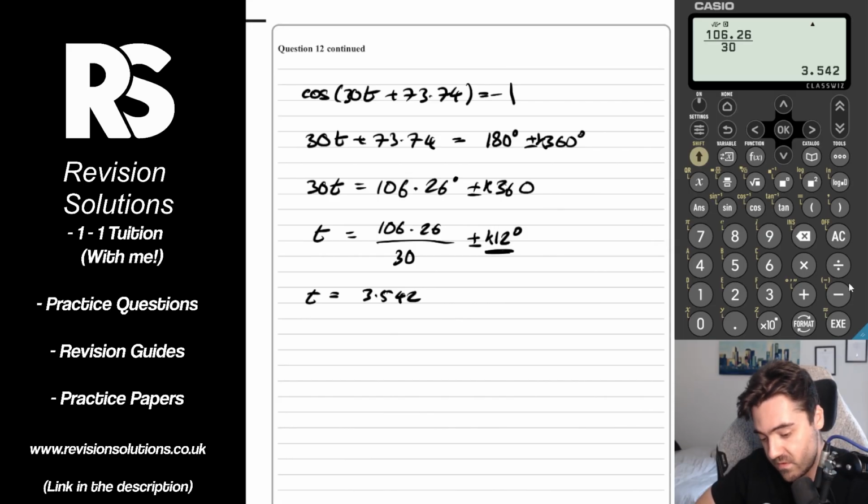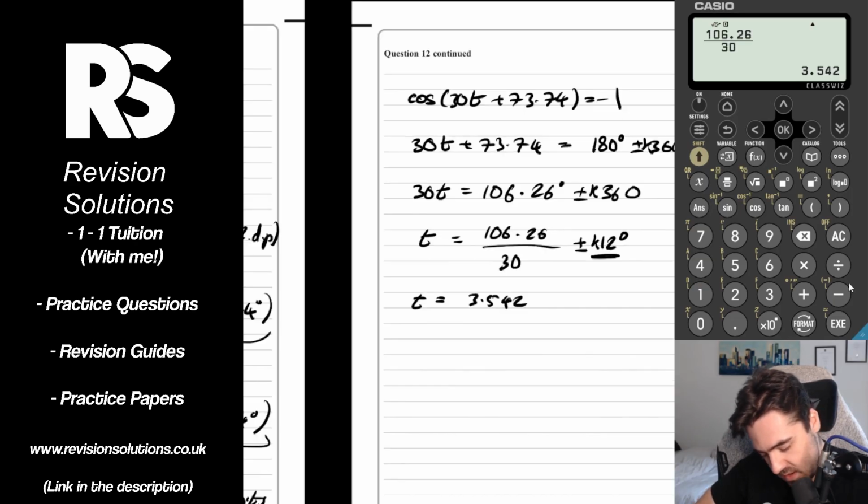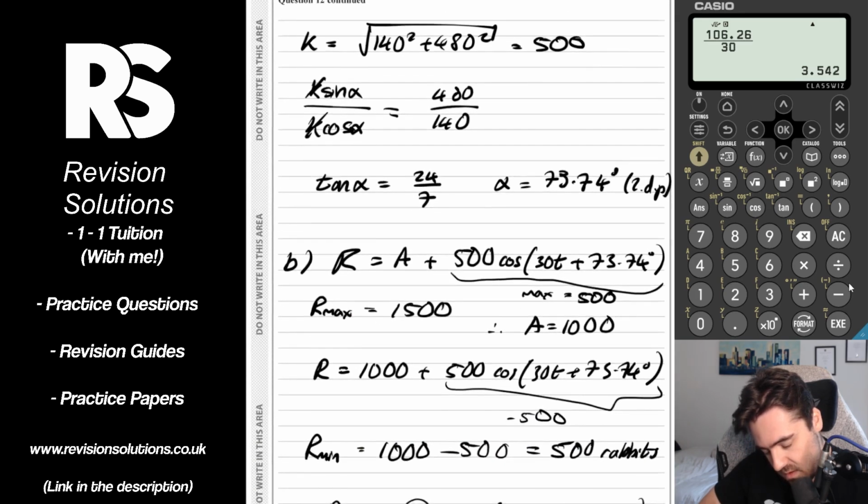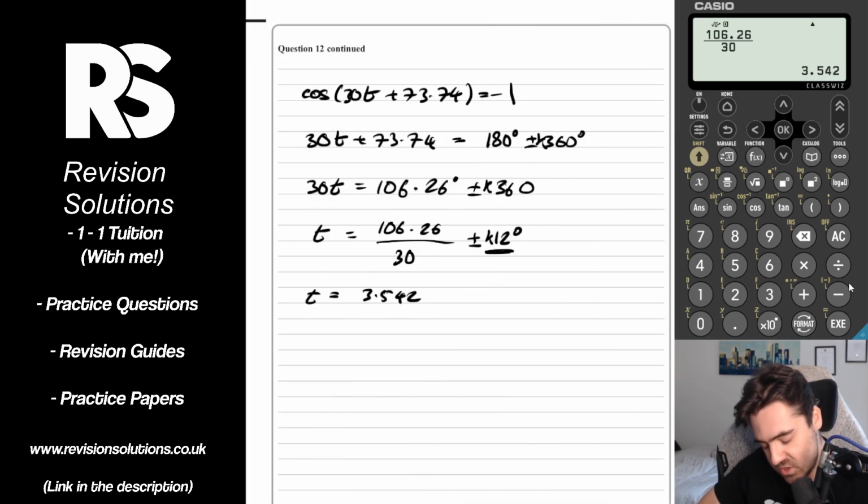Now that I've corrected this and we're thinking about it properly, the 12 is going to take us into the next or the previous year, which we're not interested in. So 3.542, and t is measured from the start of the year, wasn't it? So t equals 0 is the beginning of January. After t equals 1, we're in February. T equals 2, we're in March.